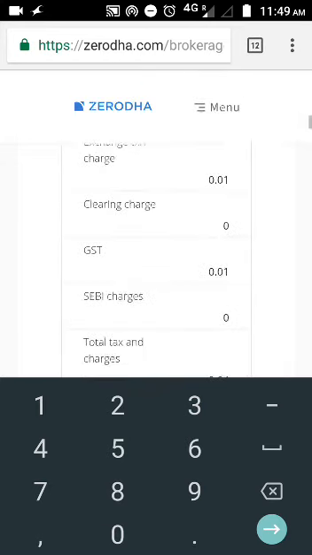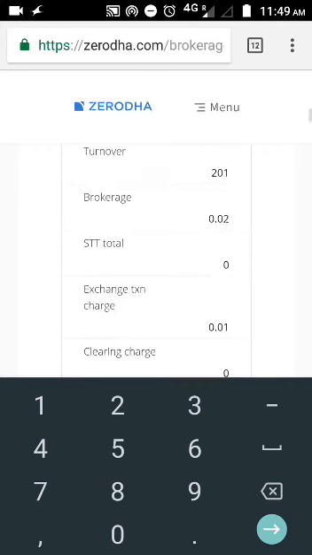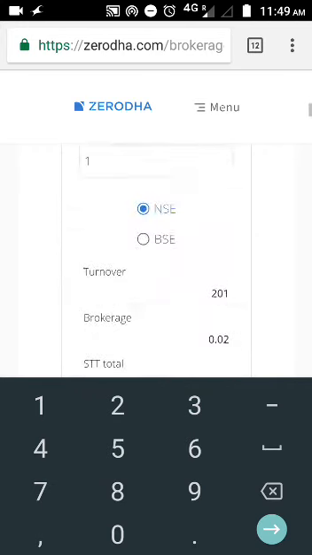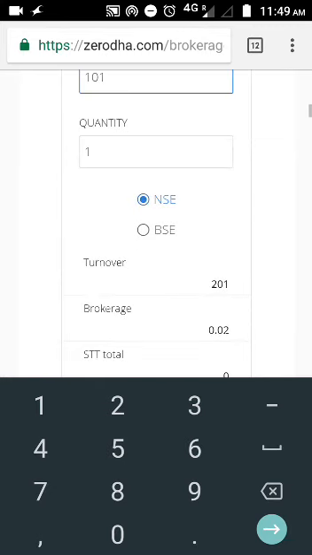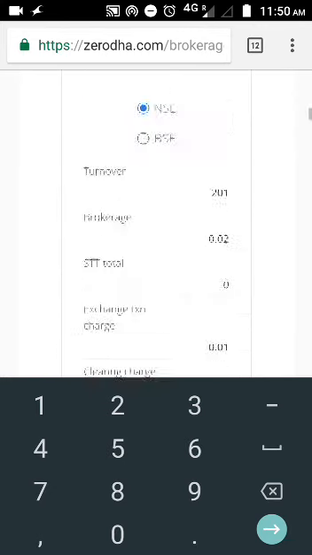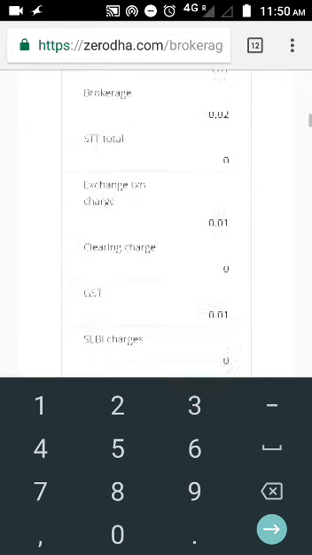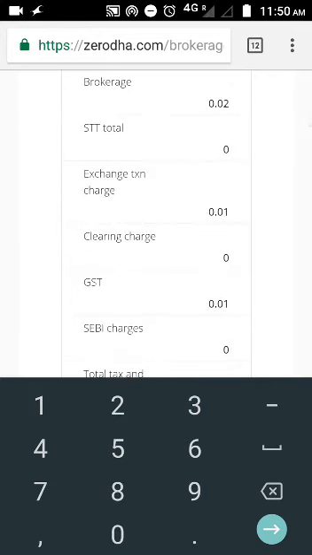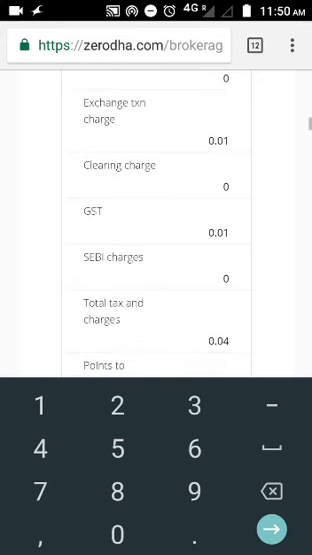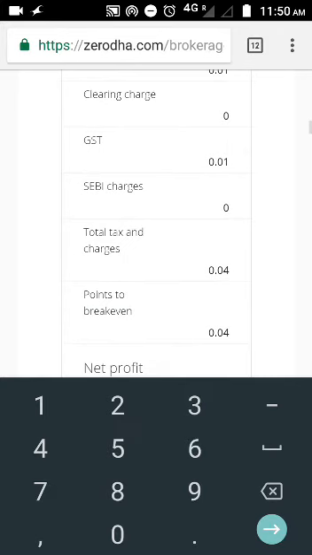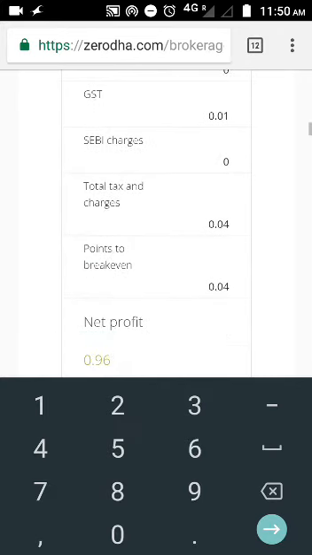Alright, so the brokerages include turnover charges, brokerage, STT, service and transaction charges, exchange transaction charge, clearing charge, GST, SEBI charges, total tax and charges, points to break even. Once you calculate everything, your points to break even is 4 paisa. This is intraday. Now delivery is completely different. You have to be very, very careful in that.